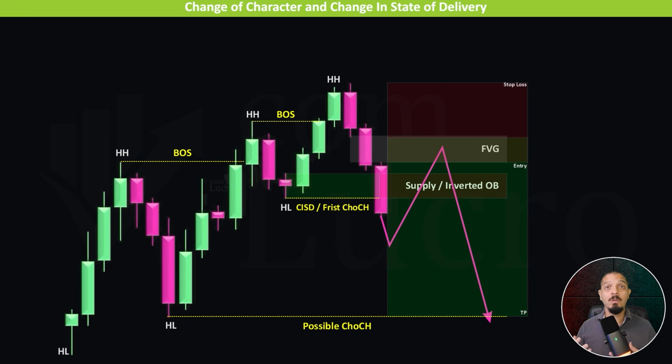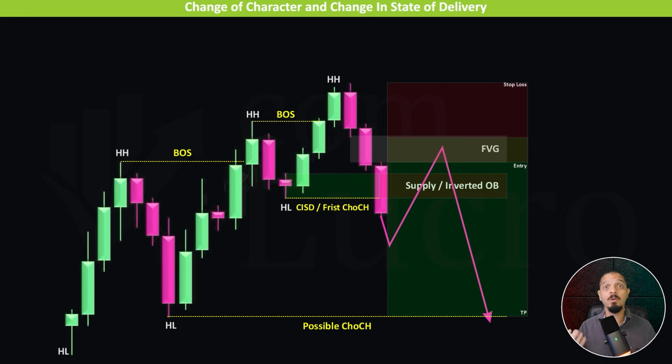It is important to remain patient and wait for price to return to this area before entering the trade. This patience improves execution quality, reduces risk, and increases the likelihood of capturing a sustained downward move rather than reacting impulsively. The same concept applies to the bearish scenario.